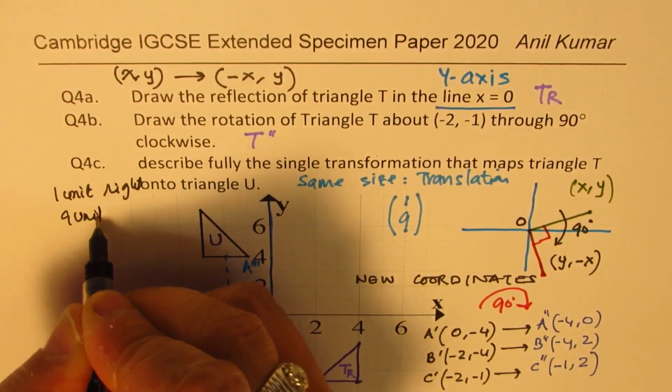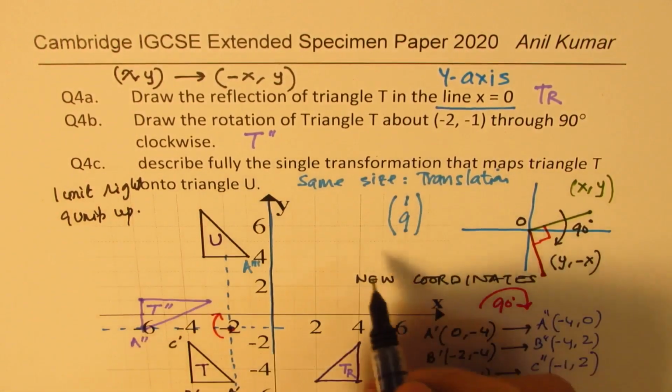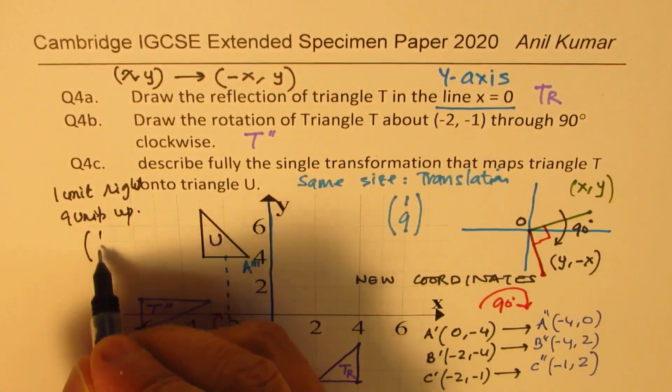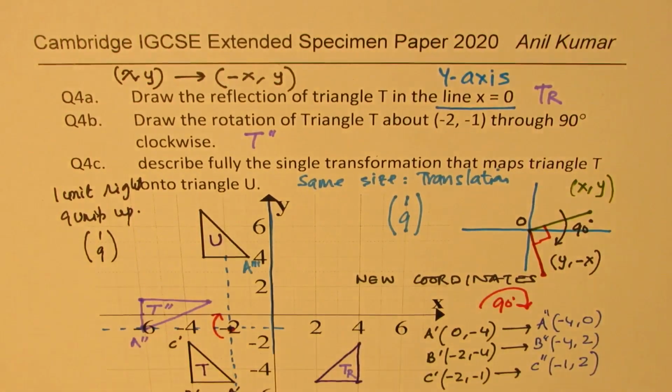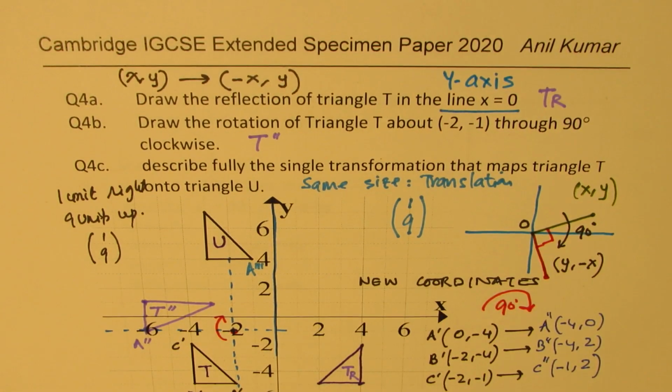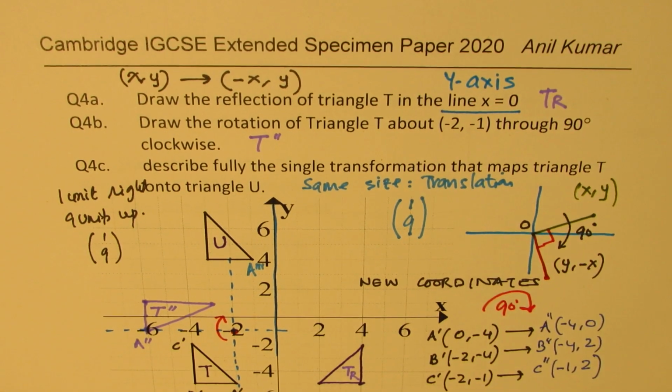And 9 units up, which we'll write as a single transformation as a matrix 1, 9. Does it make sense to you? That is how we are going to answer this question. So I hope the concepts are absolutely clear.